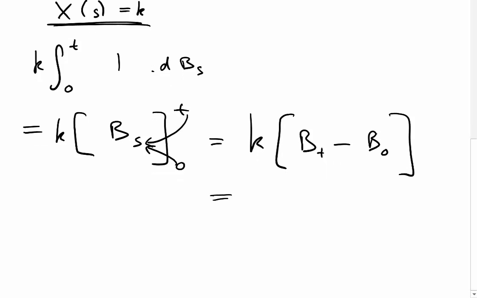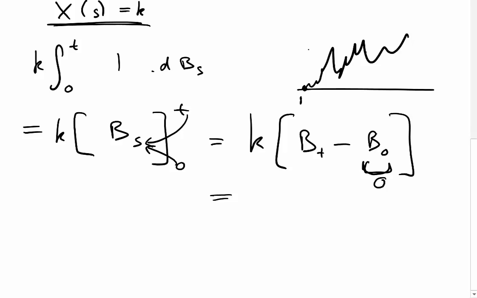Well, because we can just consider standard Brownian motion, that B_0 is going to be 0. We basically say that for standard Brownian motion we always start at 0. So for B_0, the Brownian motion at time 0, it is just 0.